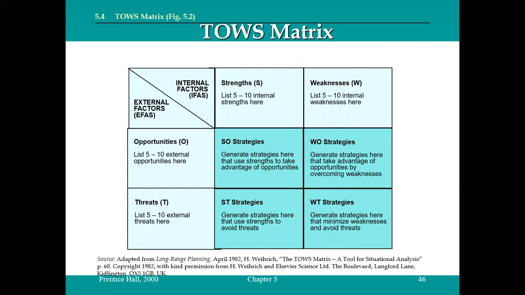Now, let me show you a filled version of this TOS matrix. Why are we using the word TOS over here instead of SWOT matrix? Because different authors have given it a different name. Fred R. David is talking about the SWOT matrix, and this particular slide I'm showing you is from the book of Wheelen and Hunger, and he has used the word TOS matrix.